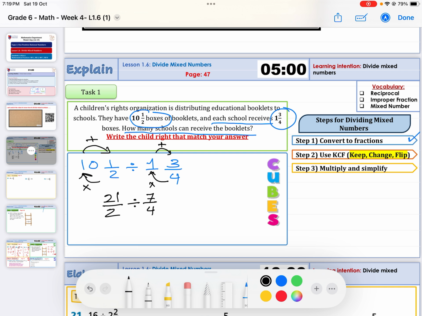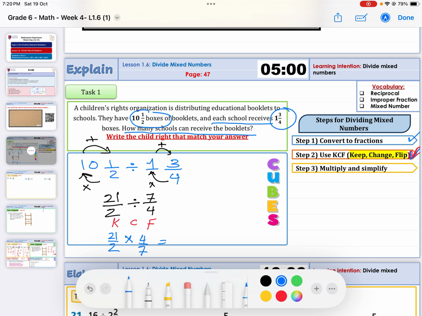Now step number 2, I'm going to apply KCF. The easiest way to apply KCF is to write it beneath it. This way you will keep your work more organized and you won't be confused about what to keep, what to change, what to flip. So I'm going to keep 21 over 2. Then change division into multiplication and then flip the 7/4. It's going to be 4 over 7. So I'm done with my second step.